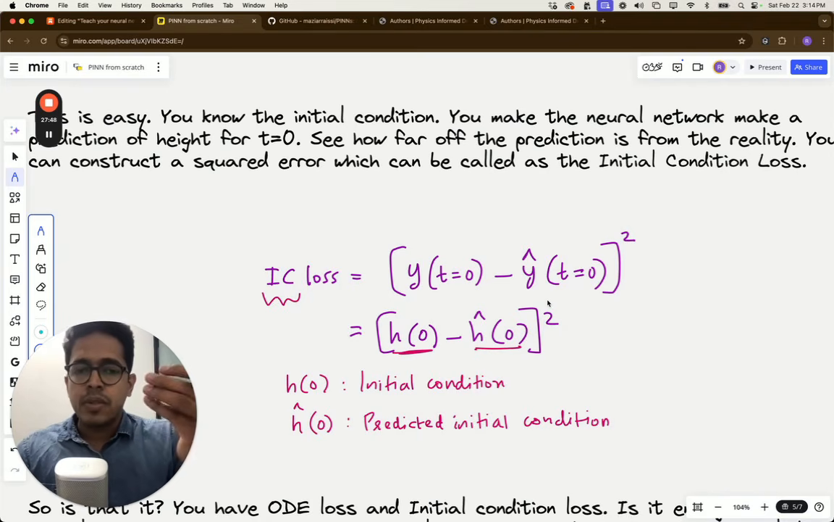In some problems, you may have higher order differential equations with spatial derivatives, which means along with the initial condition, you may also have boundary conditions. In that case also, you make the neural network predict a boundary condition, and then you compare it with the actual boundary condition and square it to define a boundary condition loss. This is an initial condition loss.